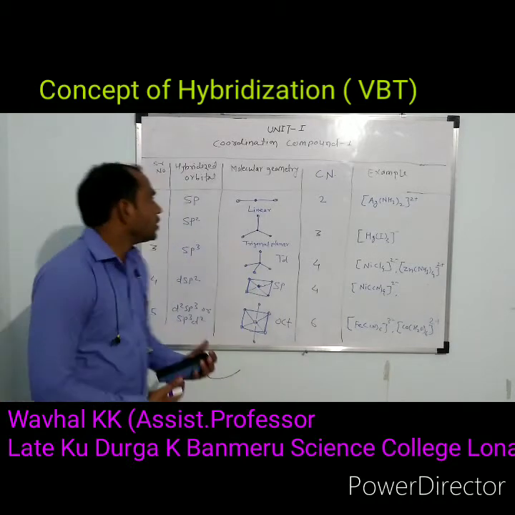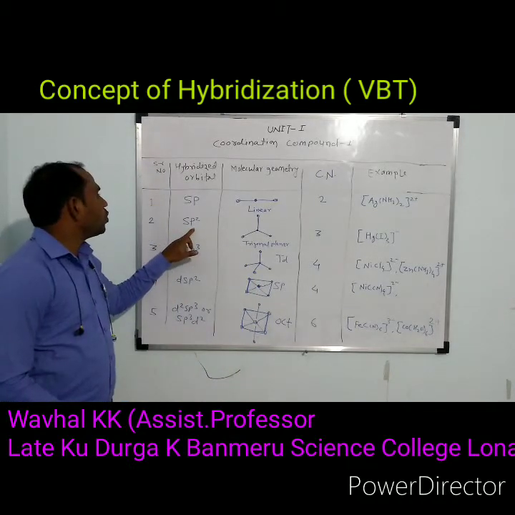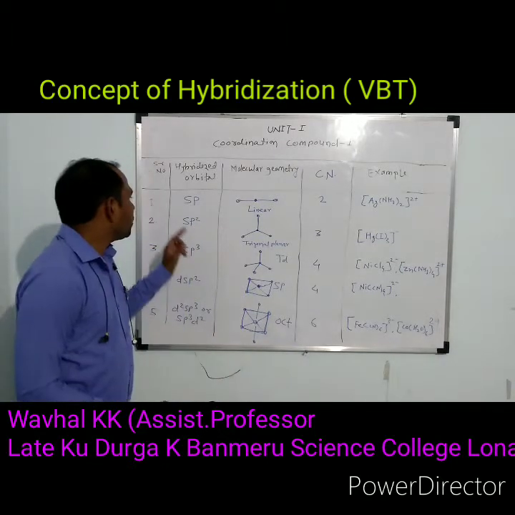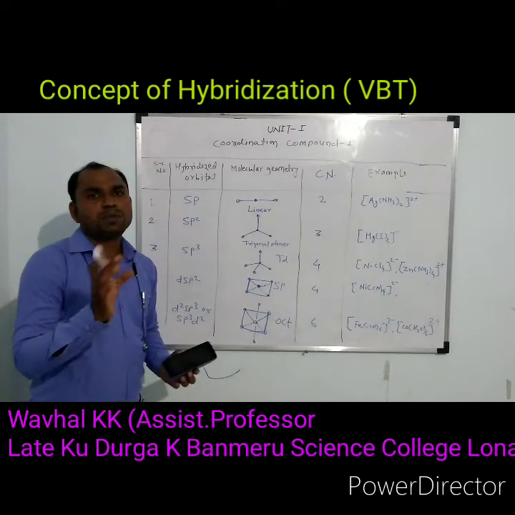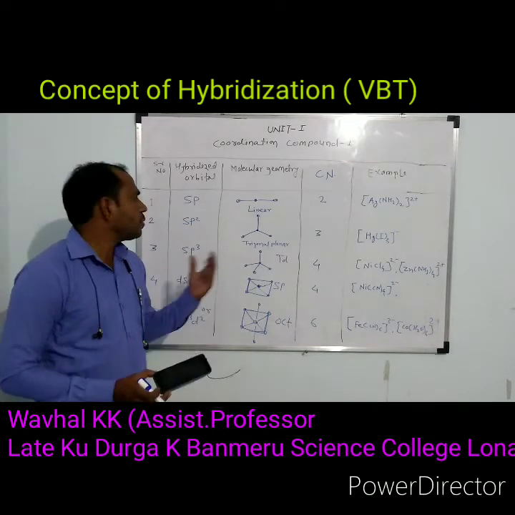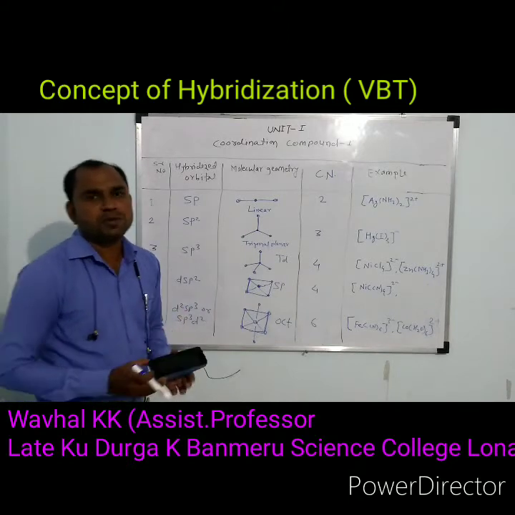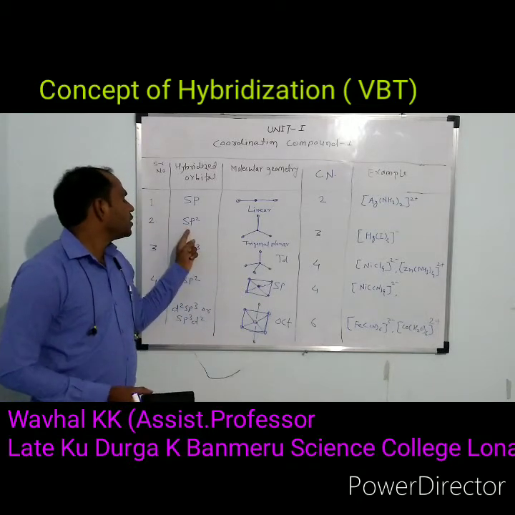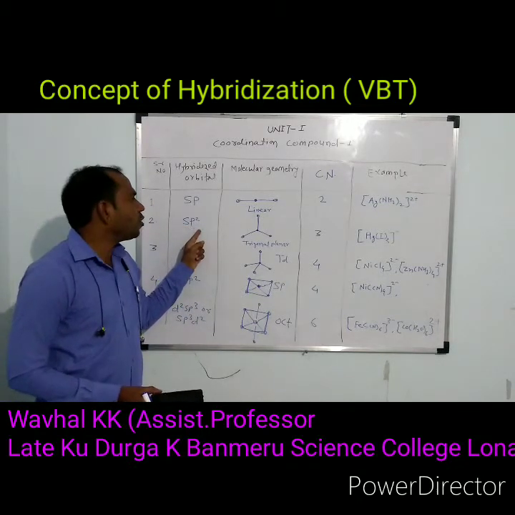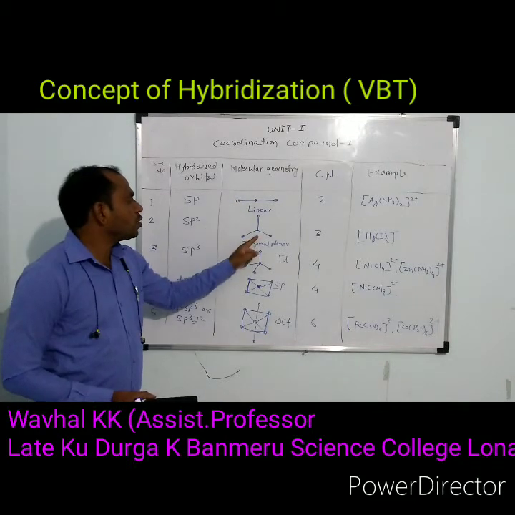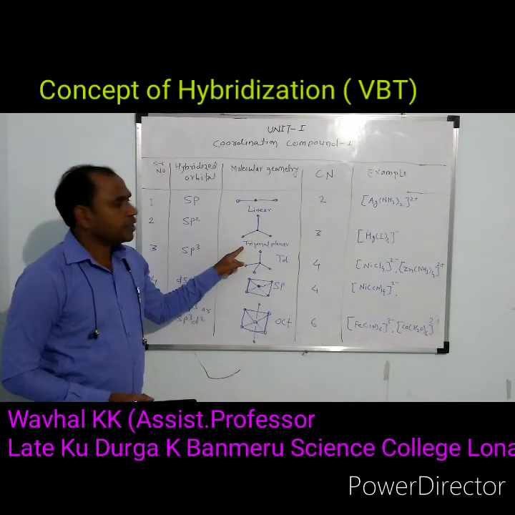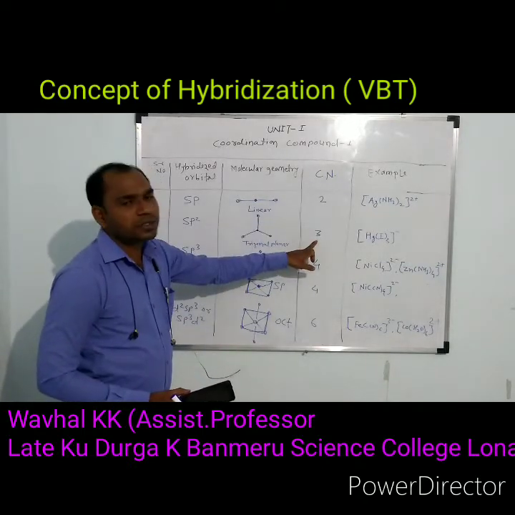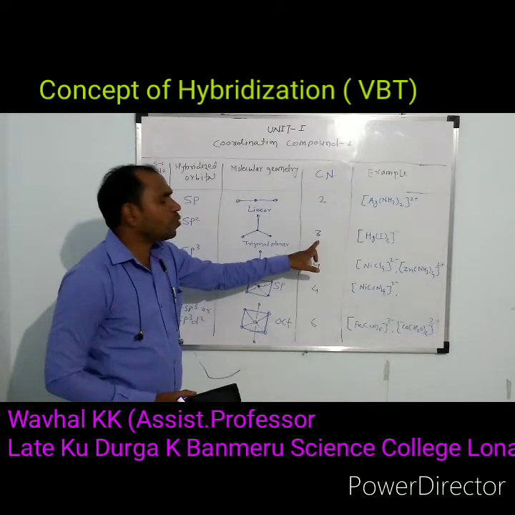Then the second geometry, see here, the sp2 hybrid orbital, the sp2 geometry. In this sp2 geometry, one s orbital is combined with two p atomic orbitals. Then there is formation of the new hybrid orbital. This hybrid orbital is called the sp2 hybrid orbital, and the geometry of the molecule is called trigonal planar geometry. In trigonal planar geometry, the coordination number of the compound is 3.